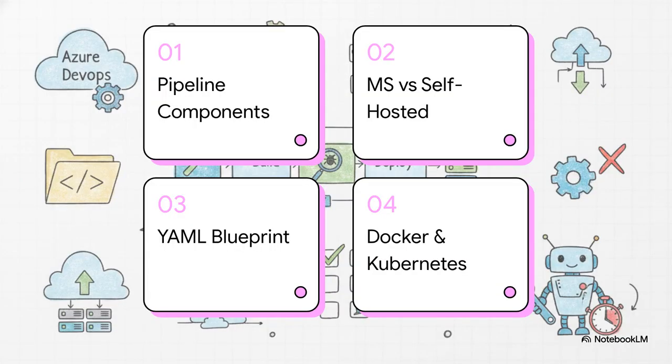All right, here's our roadmap. Number 1, core pipeline components explained. Number 2, Microsoft versus self-hosted agents. Number 3, decoding the YAML blueprint. And number 4, Docker and Kubernetes execution.